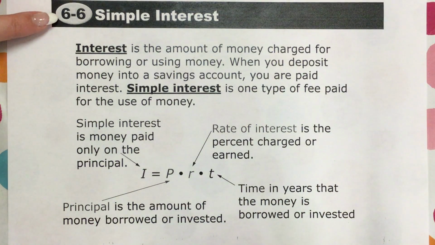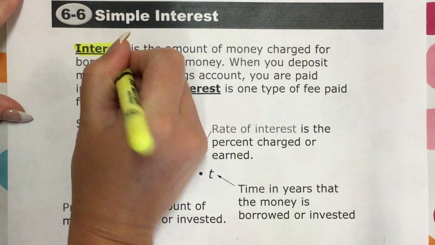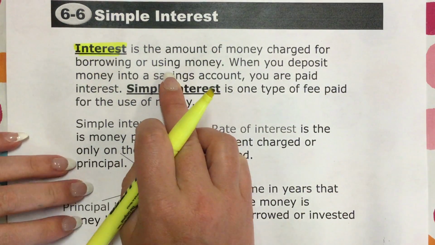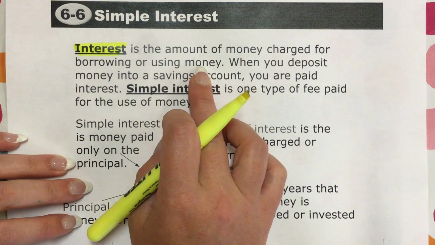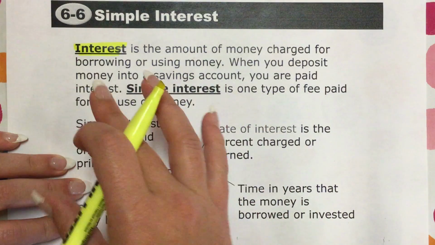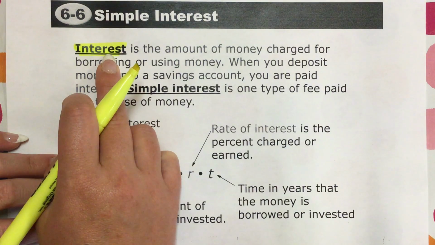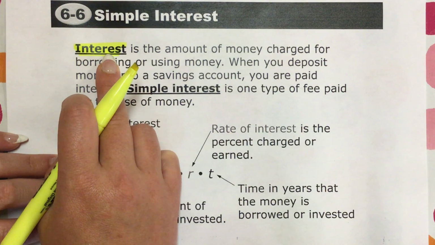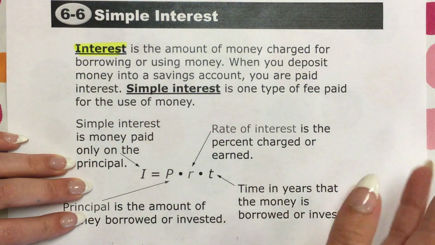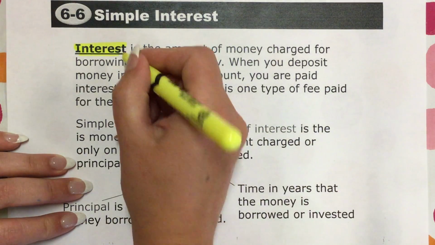Today we're talking about Chapter 6, Lesson 6, Simple Interest. Now, interest is the amount of money charged for borrowing or using money. So if you borrow somebody else's money, you not only have to pay them back the money that you borrowed, but you're going to have to pay them back interest as well. It's kind of like a reward for the person who let you use their money. It's kind of an incentive for them giving you money in the first place.